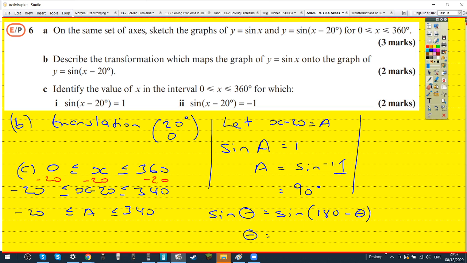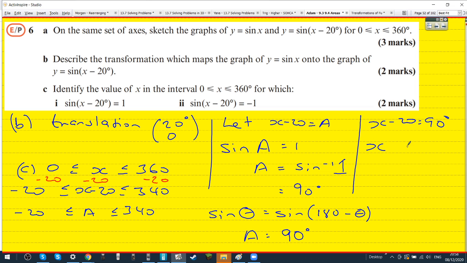A is 90 degrees, but we don't want a, we want x. We let x minus 20 be equal to a. So now unlet it back again. Would you plus 20 to both sides? Yep, which gives you 110 degrees. x is 110 degrees. Okay, same idea for the last part.